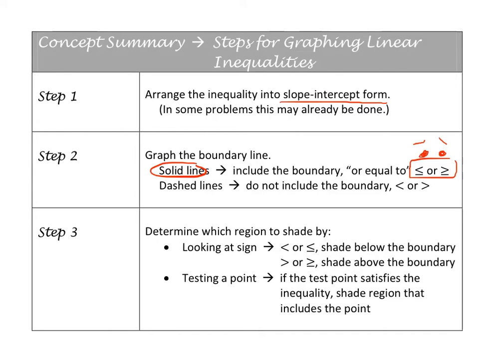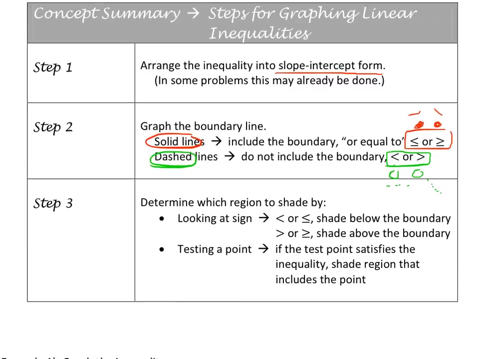However, the difference here is that if we have less than or greater than, where before we would have a circle on a number line, now we have dashed lines. So they would look like this. And that tells us that it does not equal the line. And that's the major difference. Okay. Now we also have to consider shading.